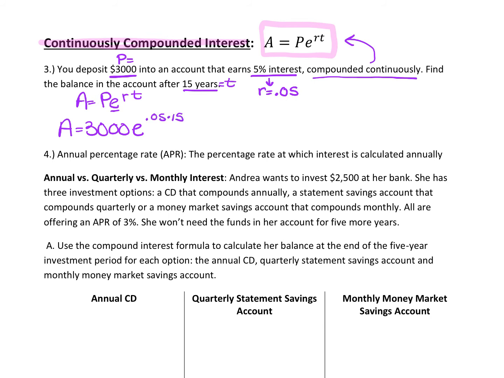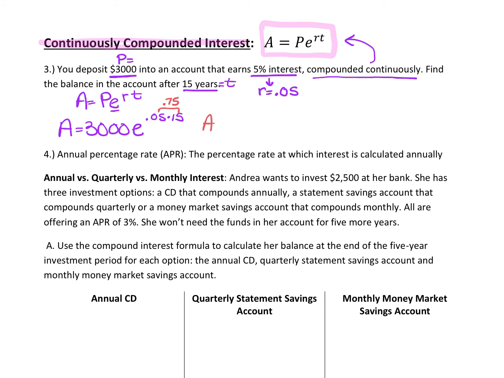Now, if you have a newer calculator, you can leave it as a multiplication problem. If you have a Casio or an older calculator, you actually want to multiply these two together before placing it in your calculator. So I'm going to do that model. I'm going to do 0.05 times 15, and so I'm going to get 0.75.